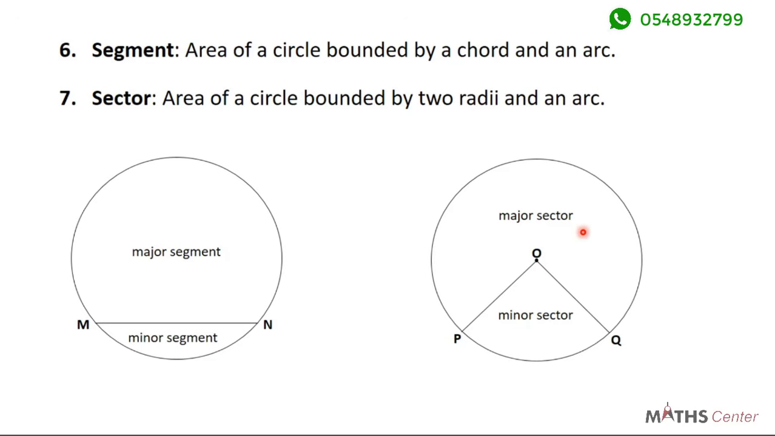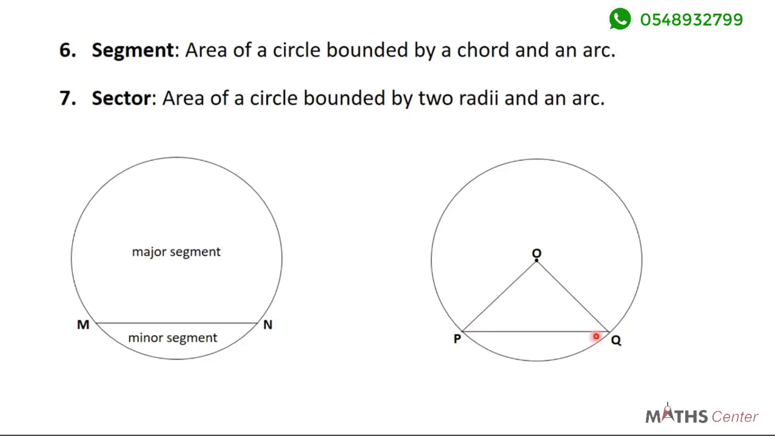Now, there is a very, very important property about this minor sector that you have to know. Let's say that we join point P to point Q with a straight line. So we are going to have a chord, the chord PQ. We draw the chord PQ. Now you can see that as soon as you draw the chord PQ, we have formed a triangle POQ.